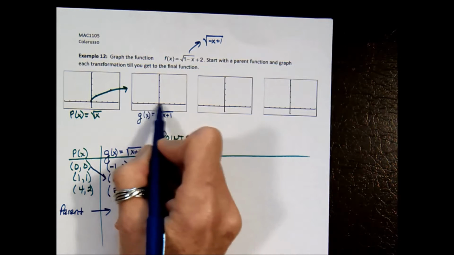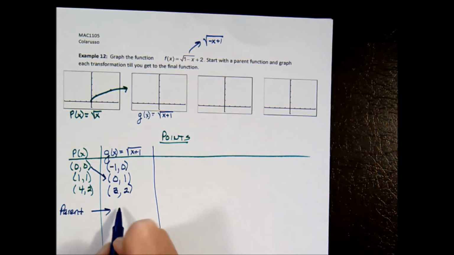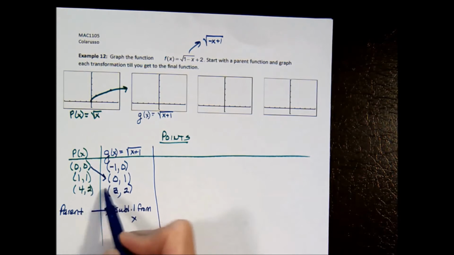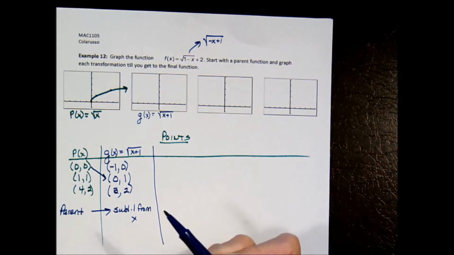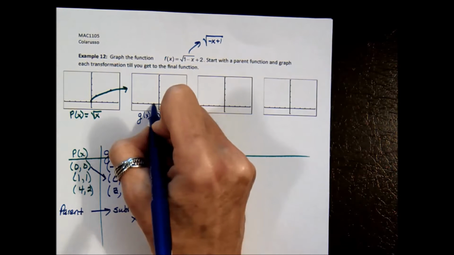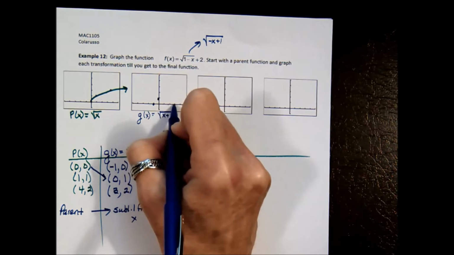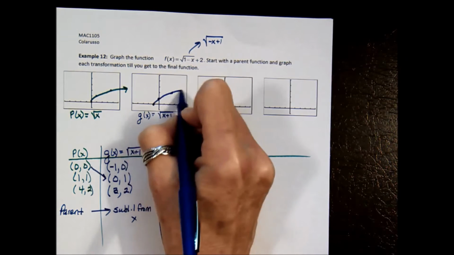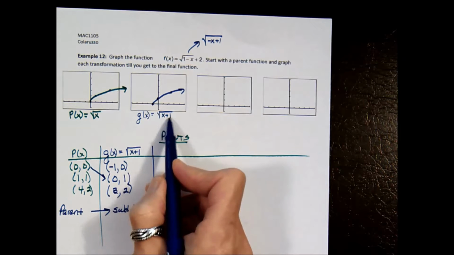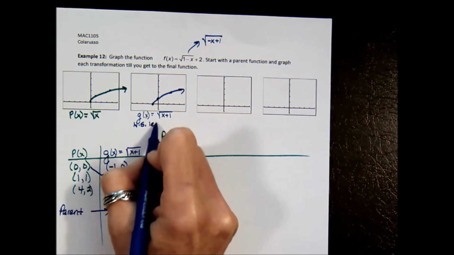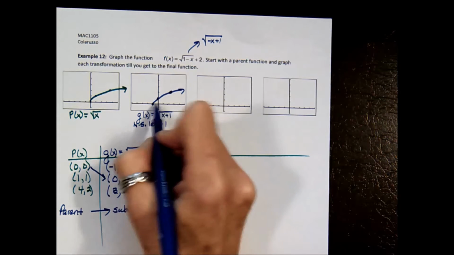So what I did was I subtracted 1 from my x. Those points, I now have the points negative 1, 0, 0, 1, and 1, 2, 3, 2. So now it looks like this. And we know that because when you add something inside, that's a horizontal shift left 1. You can prove that in your graphing calculator if you don't believe it.